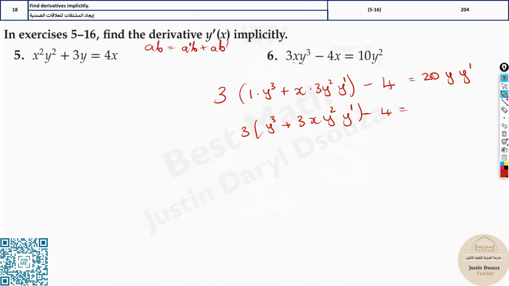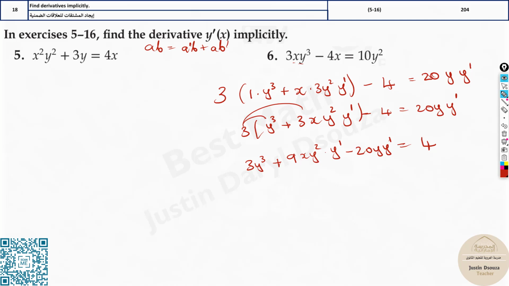Over here, minus 4 is equal to 20y y prime. Now, our goal is to get all the primes together and everything else to the other side. So I can take this 4 to the other side, it becomes plus. First we have to multiply this inside. It'll be 3y cubed plus 3 times 3, which is 9xy squared times y prime. And this I will take to the other side, so it will be equal to positive 4. Minus becomes plus. And what about this? This becomes minus 20y y prime.